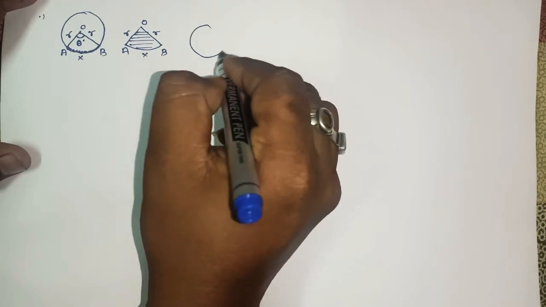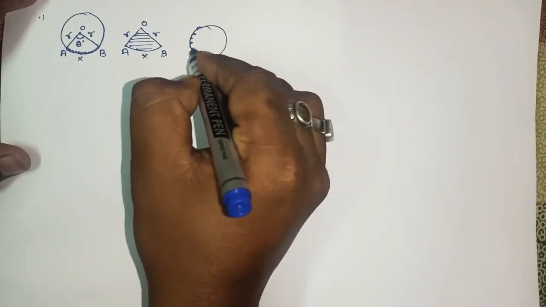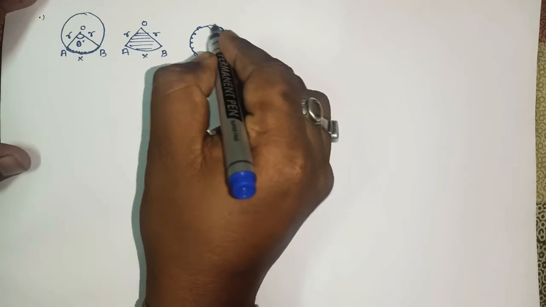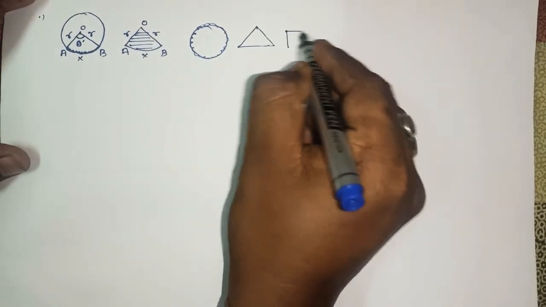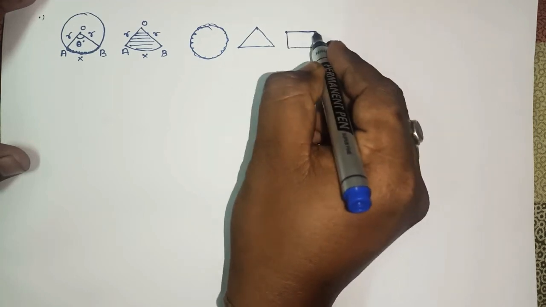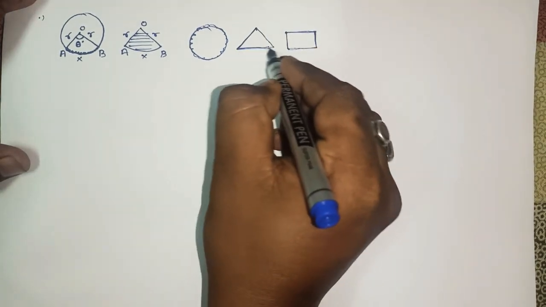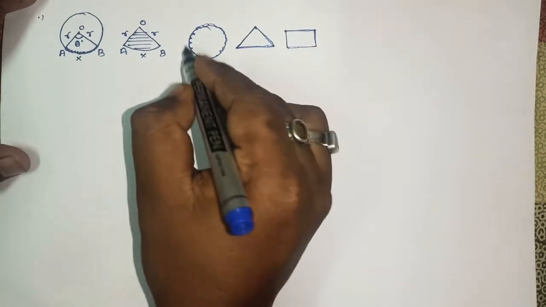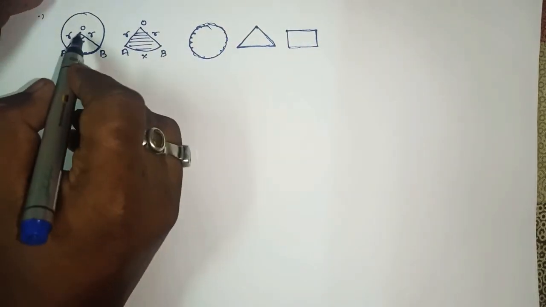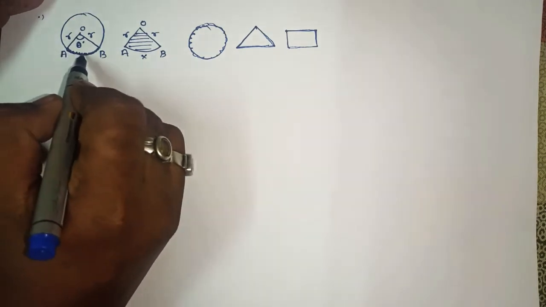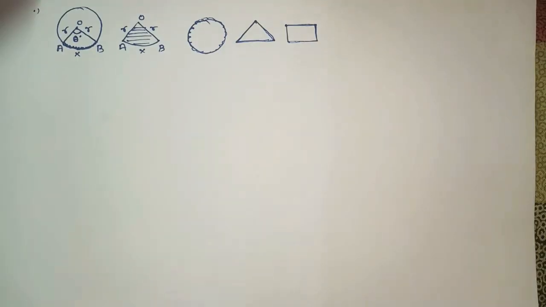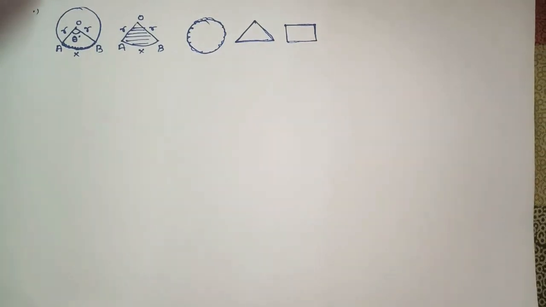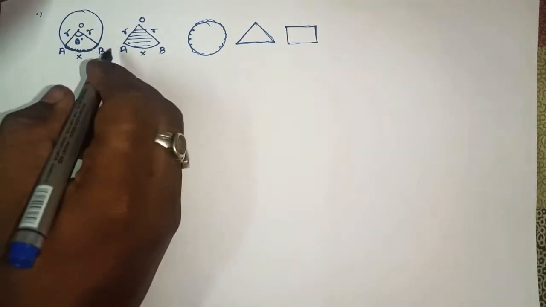For a complete circle, this whole outer region is called the circumference. Yes or no? For a triangle and rectangle, this outer region is known as the perimeter. For a circle, we say it is the circumference. This section is known as the length of the arc. Yes or no? And this part is known as the area of the sector. I hope you all might be knowing these basic things.